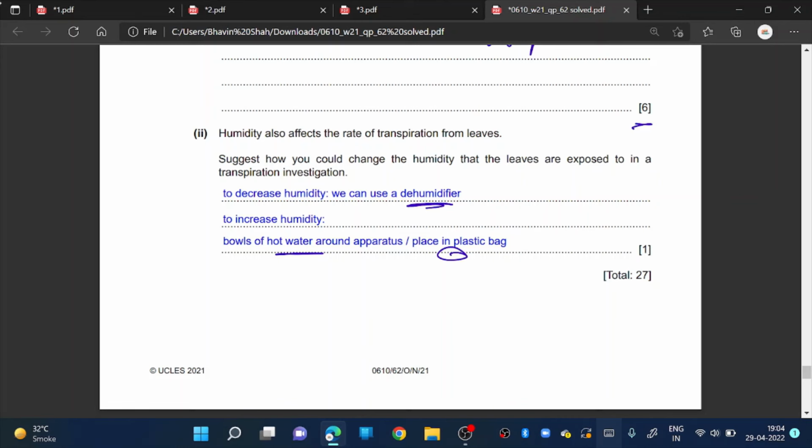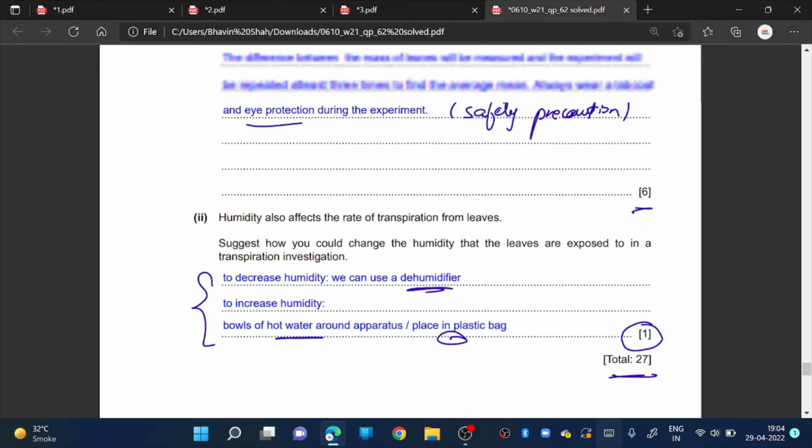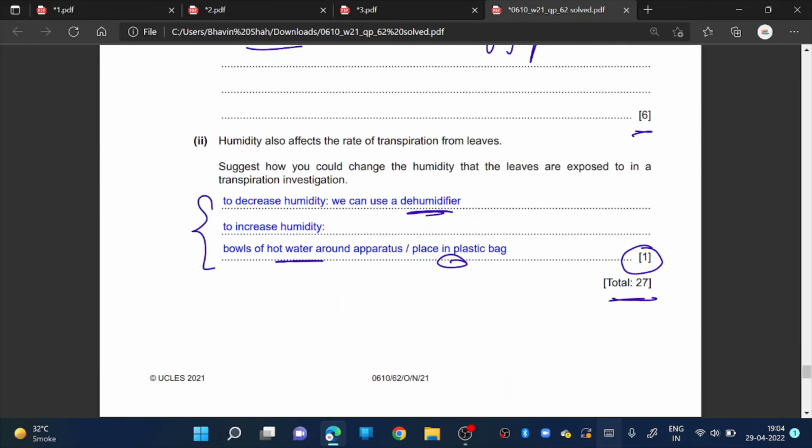So this is how the ATP paper is solved with all the details. Again, this is a 1 mark question, so either one of the options you need to write. This question was for 27 marks. So 27 marks is the second question, and the first question was for that, and the total for this is 40 marks. This is how the ATP paper is attempted.